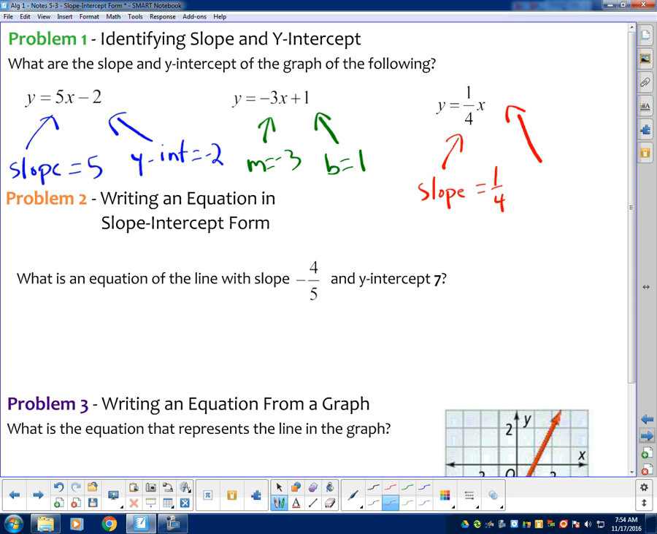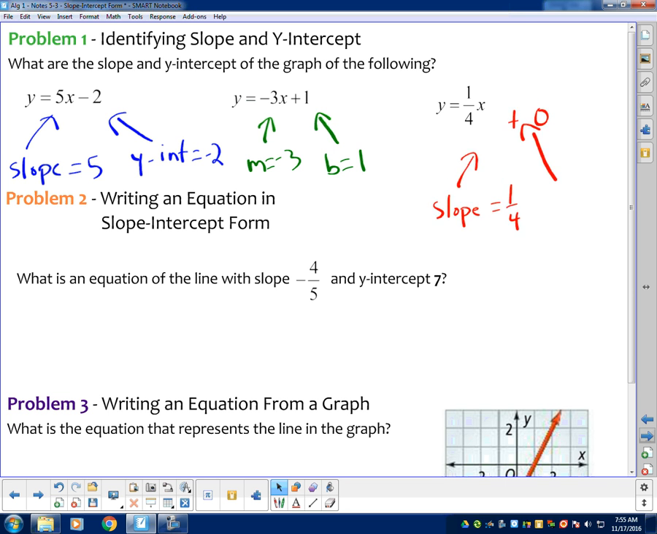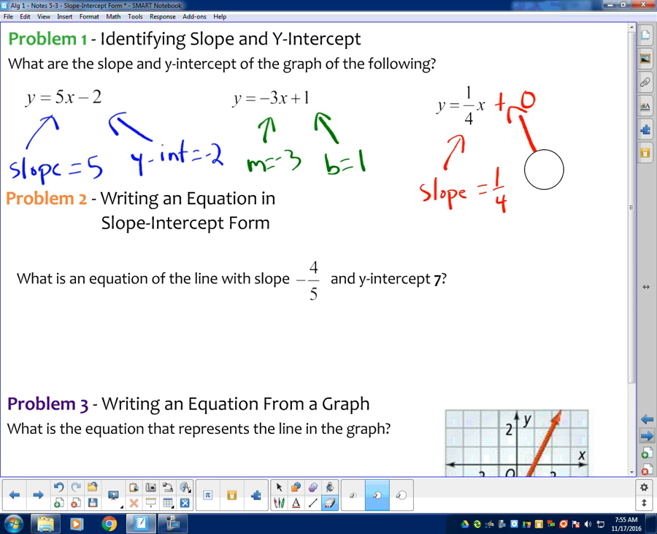And you'll notice there's no number written here. It could easily be plus 0. If that were the case, then 0 would be my y-intercept. That is the case here. So there's nothing written with the 1/4 x. We've got 0 then as our y-intercept. That's just identifying the slope and y-intercept when it's written in slope-intercept form.